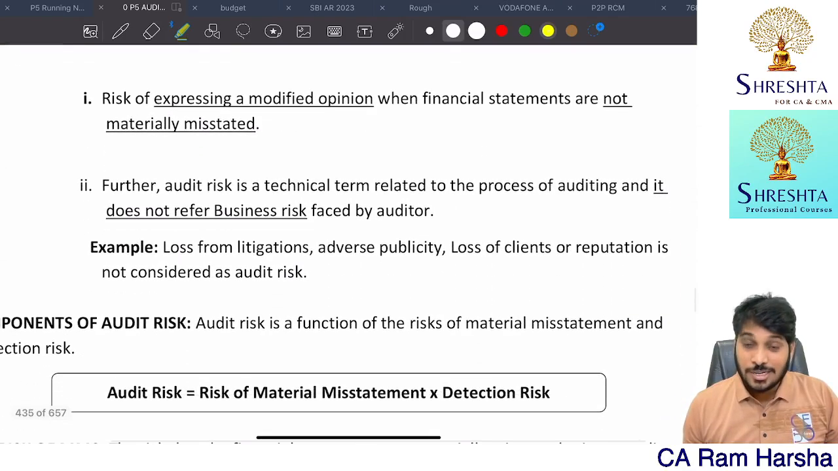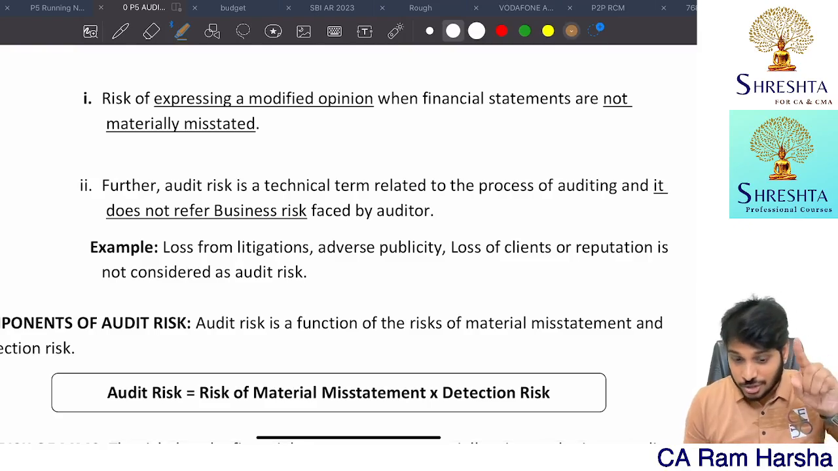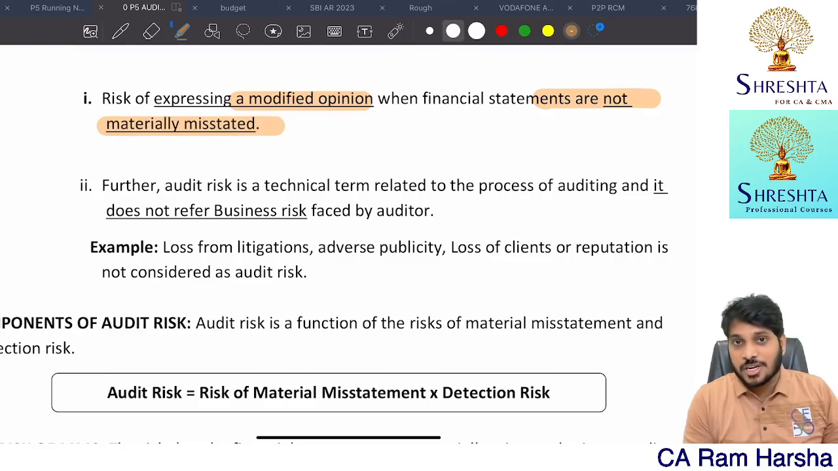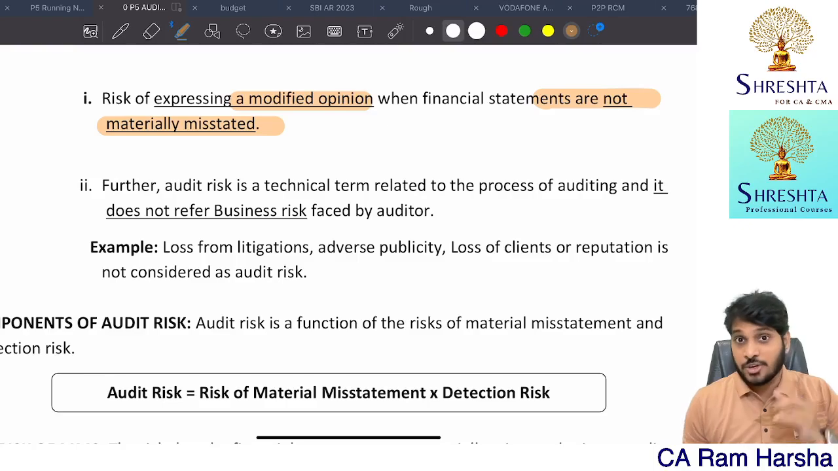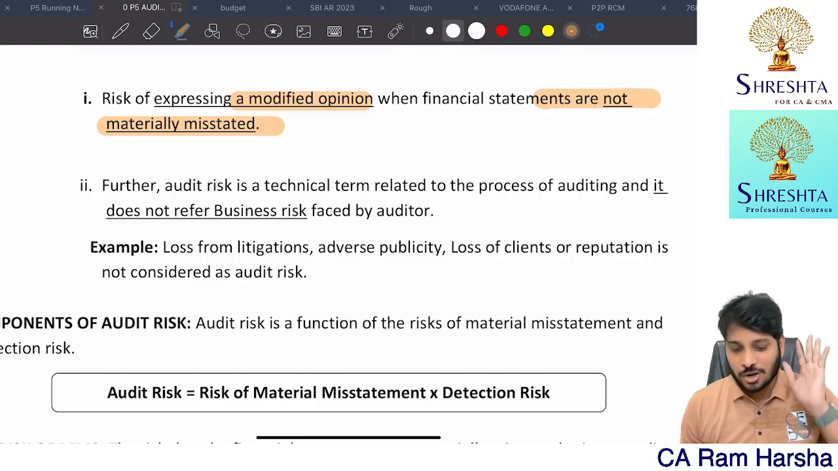What is not an audit risk? Audit risk does not include you giving modified opinion when the financials are not misstated. The financials are free from material mistake. They are true and fair, but you gave modified opinion. That is not an audit risk.